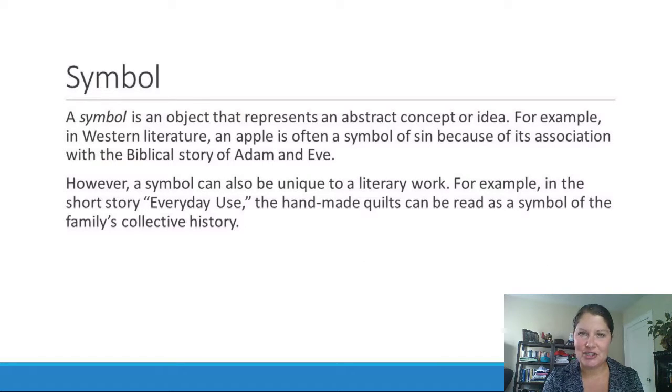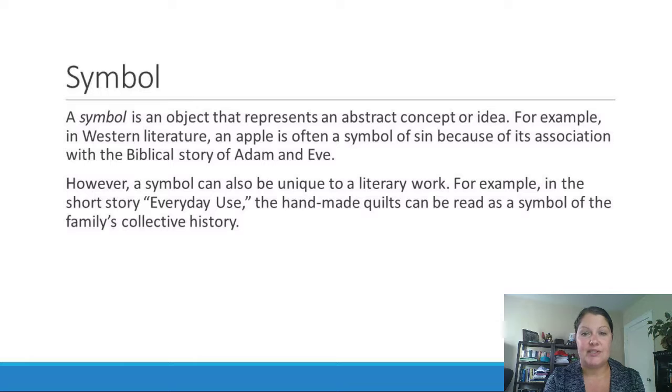And then the final term I'm going to talk about is symbol. As you probably know, a symbol is an object that represents an abstract concept or idea. And one example that's sort of a cultural symbol is that in Western literature, an apple is often a symbol of sin because of its association with the biblical story of Adam and Eve.